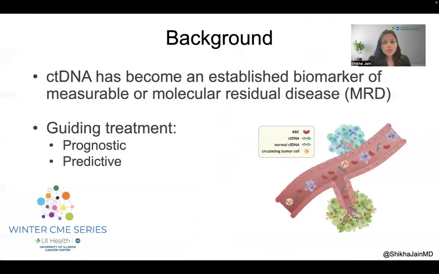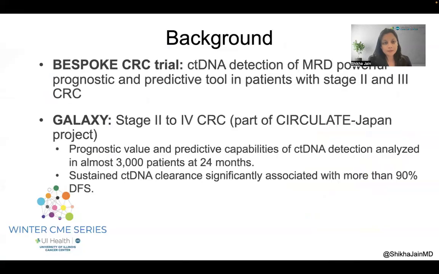So first, ctDNA has become an established biomarker of measurable or molecular residual disease, or MRD, in our colorectal cancer patients. So many of us have started using it in a variety of ways. And as I mentioned, we can use it to guide treatment in both the prognostication space as well as the prediction space, looking at how high a risk patients are for recurrence. So the hope is that we can start moving towards more personalized care where patients may be able to get less chemotherapy based on their minimal residual disease or ctDNA results.